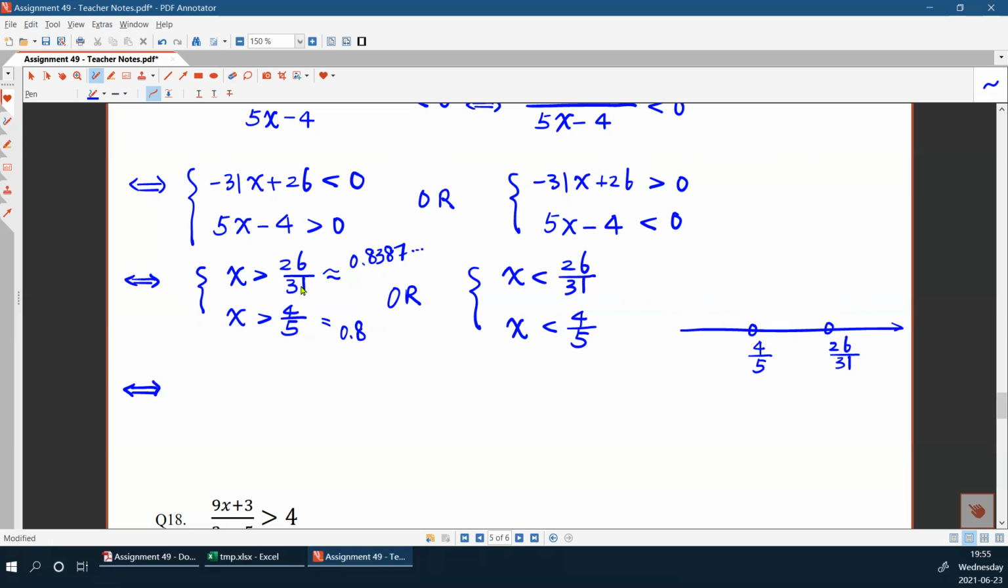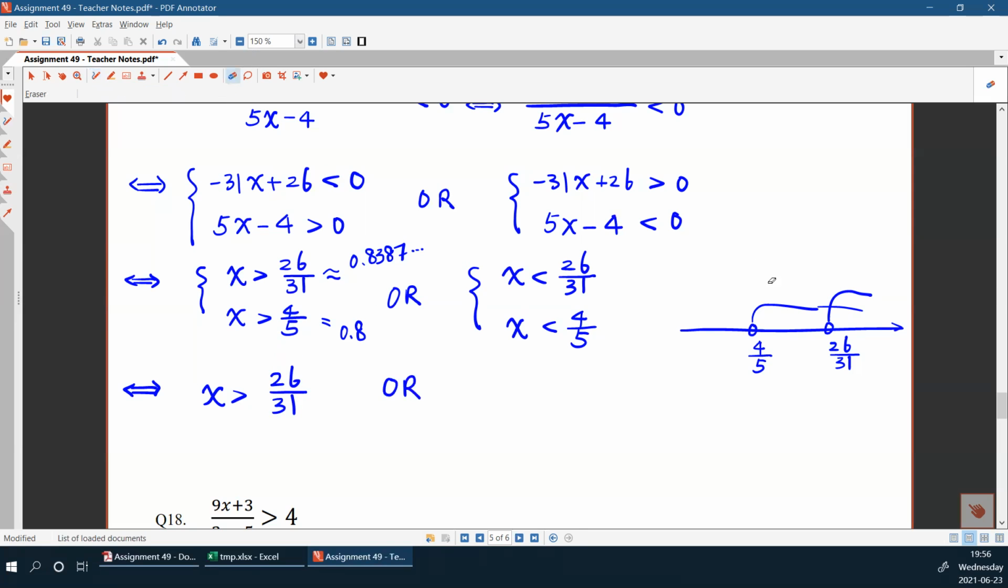Okay, so can we have a combined solution in the first system? The first system says x should be larger than this number and larger than this number, right? So what is the overlapped area? The overlapped area is, of course, x should be larger than the larger number, right? So x should be larger than 26 over 31. This is the solution of the first system.